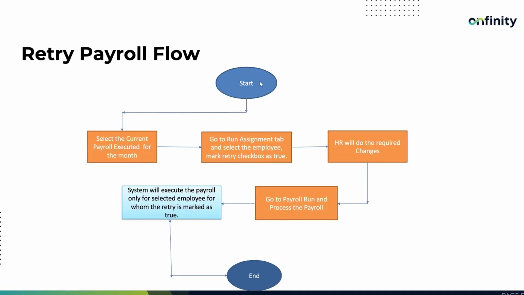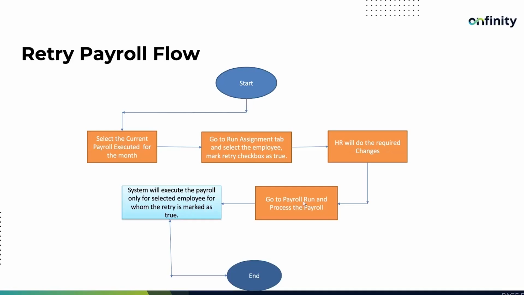HR will start with the current payroll run that was executed for the month. They'll go to the Run Assignment tab within that payroll run record, select the specific employee, and mark the retry checkbox as true for that employee. Then, HR will make the necessary changes to the employee's record or components.